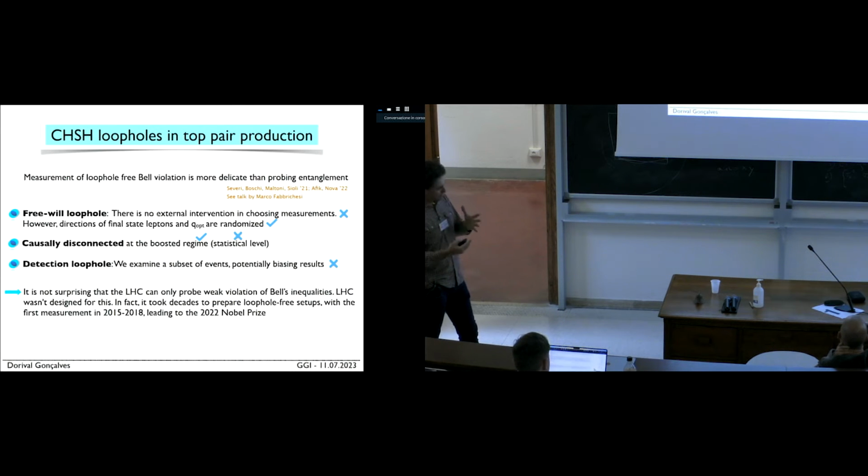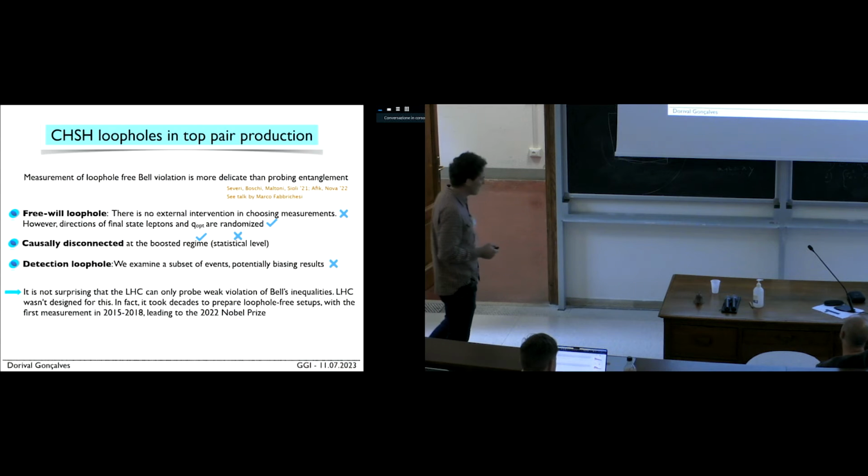For entanglement, all this discussion of loopholes is not there. You only have to show the Peres-Horodecki criterion. For Bell's inequality, things are a bit more intricate. So this slide collects the discussions that we had yesterday about the loopholes for the tops in particular. In the case of the tops, we have this free will loophole, where we basically need an external intervention to choose the measurements. So we cannot do that at the LHC, right?